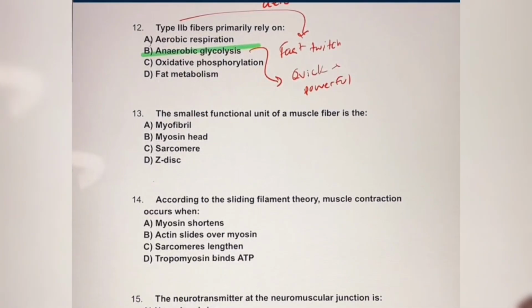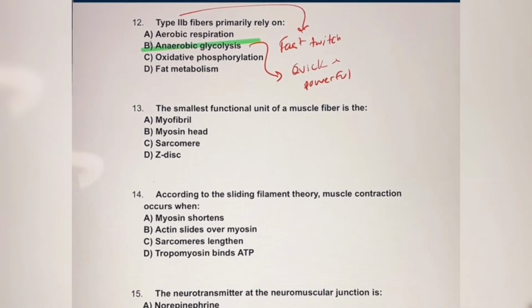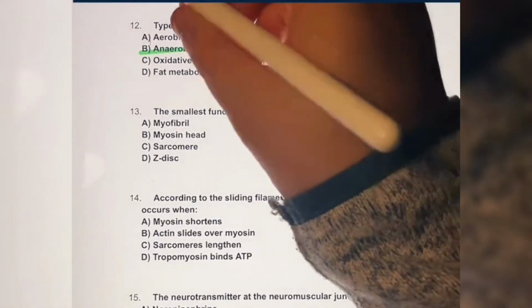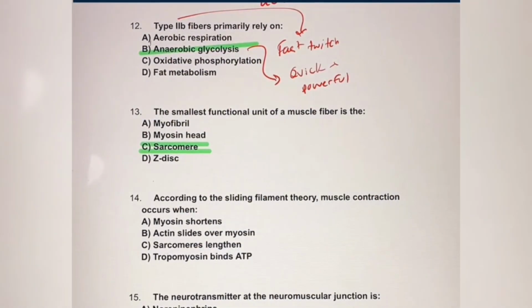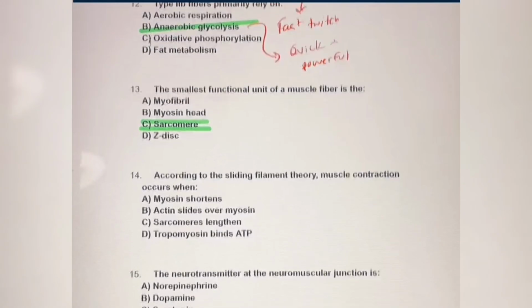Number 13, the smallest functional unit of a muscle fiber is the what? A, B, C, or D? The answer is C. It is a sarcomere. That is the smallest functional unit of a muscle fiber. That's a repeating unit of myofibrils. Again, they span from Z disc to Z disc. They have our actin and our myosin.